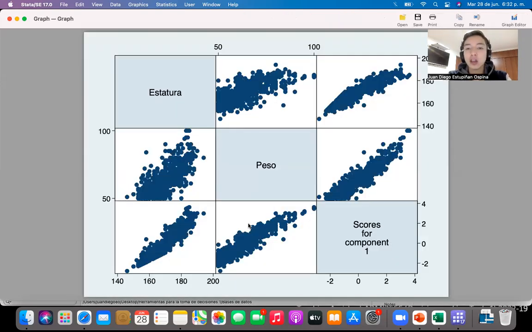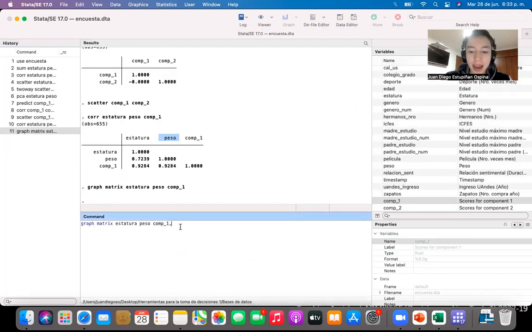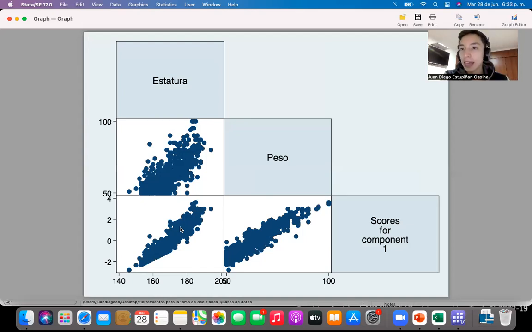And you must keep in mind that this information, which is present here, is the same as the information that is present here. So maybe to have a better graph, you could write a comma and after that half, so Stata only presents the information once. And here we can see again, in a graphic way, how the first component is correlated with the weight and with the height of the respondents.